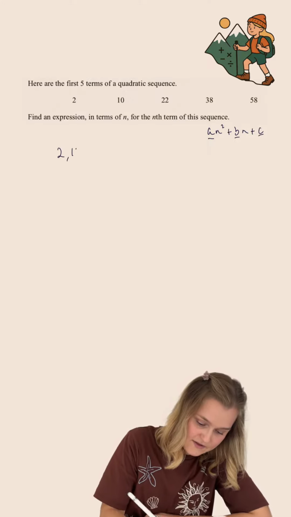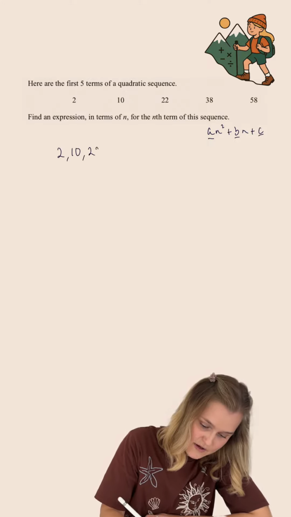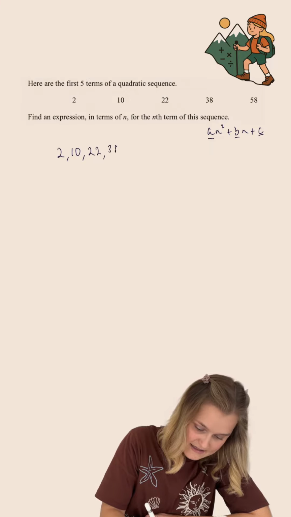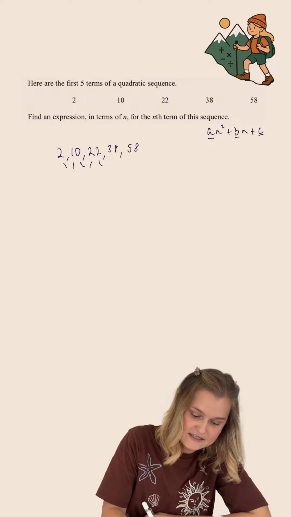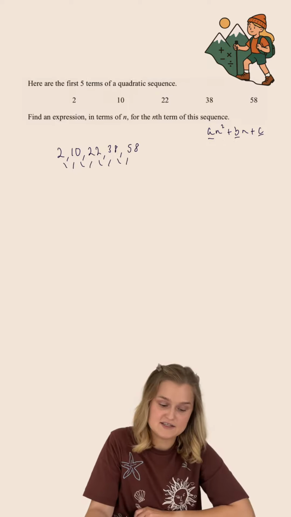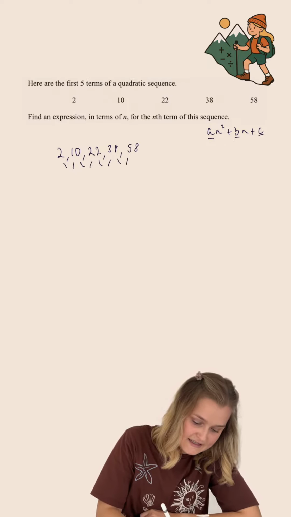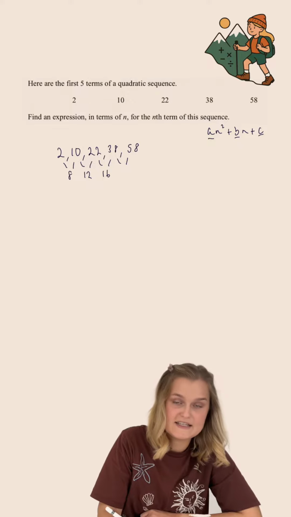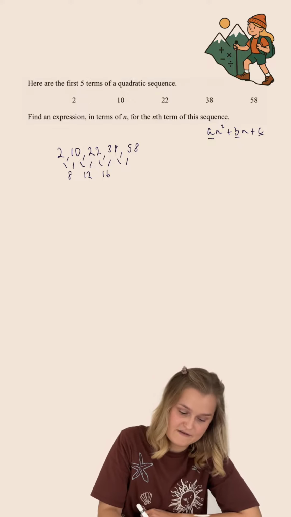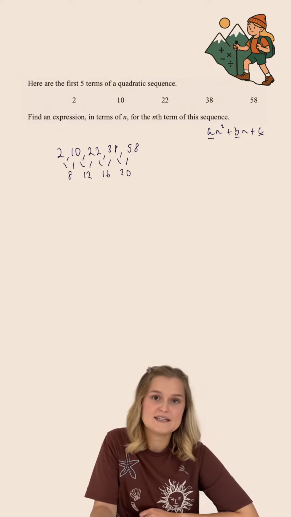Now, my sequence goes 2, 10, 22, 38 and 58. The first thing I'm going to do is find the first difference, the difference between each of these terms. From 2 to 10 is a difference of 8, from 10 to 22 is a difference of 12, from 22 to 38 is a difference of 16, and from 38 to 58 is a difference of 20.